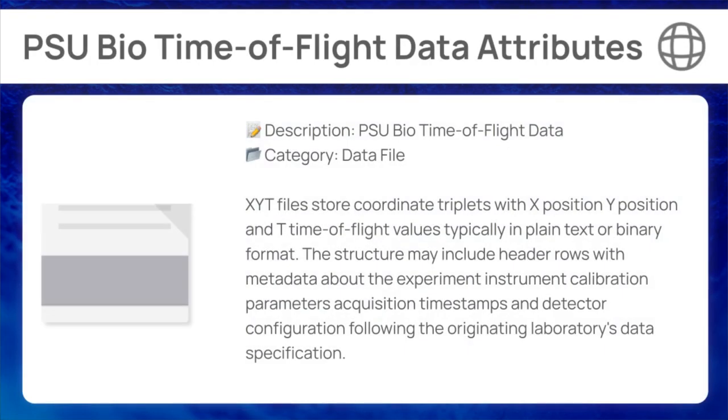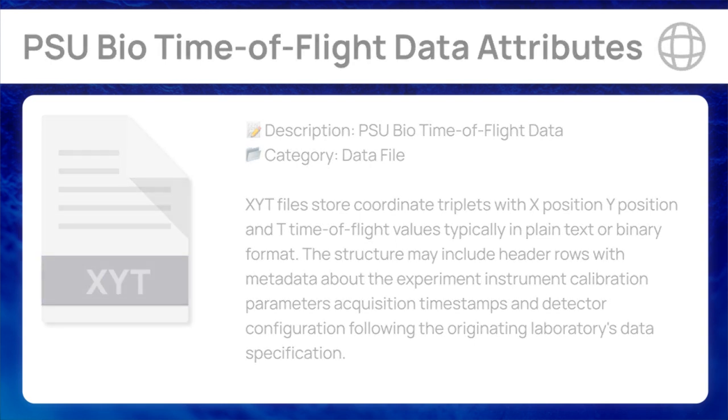XYT files store coordinate triplets with X position, Y position, and T time-of-flight values, typically in plain text or binary format. The structure may include header rows with metadata about the experiment, instrument calibration parameters, acquisition timestamps, and detector configuration, following the originating laboratory's data specification.